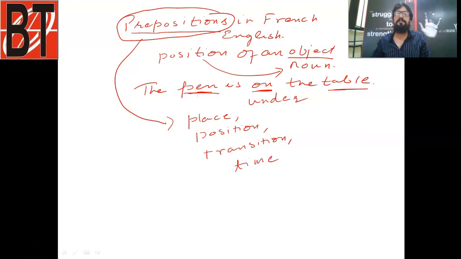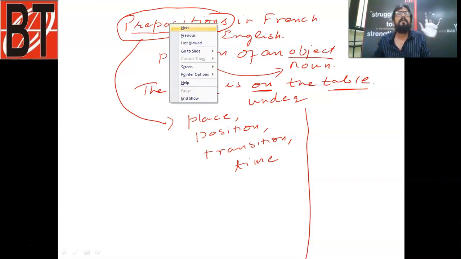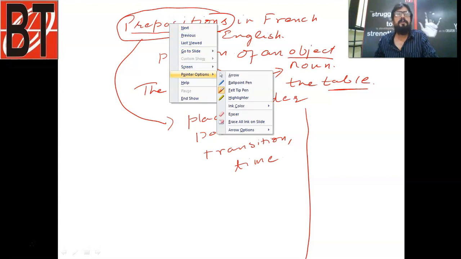In French, we have a few important prepositions. Understanding prepositions in English and in French is quite different. So if you try to translate the prepositions word by word from English to French, you will always land at the wrong meaning. So let us understand how the French people define the preposition. If you want to note down, you can note down.